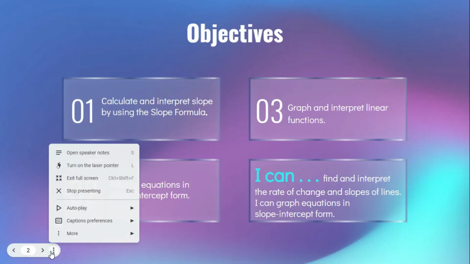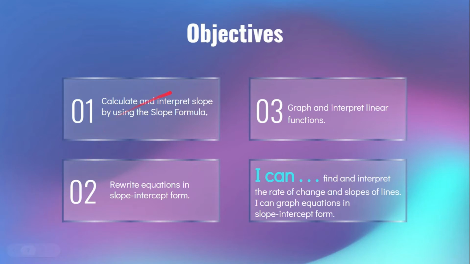Our objectives for these lessons are to calculate and interpret slope by using the slope formula, to rewrite equations in slope-intercept form, as well as to graph and interpret linear functions. Our I can statements are: I can find and interpret the rate of change and slopes of lines, and I can graph equations in slope-intercept form.